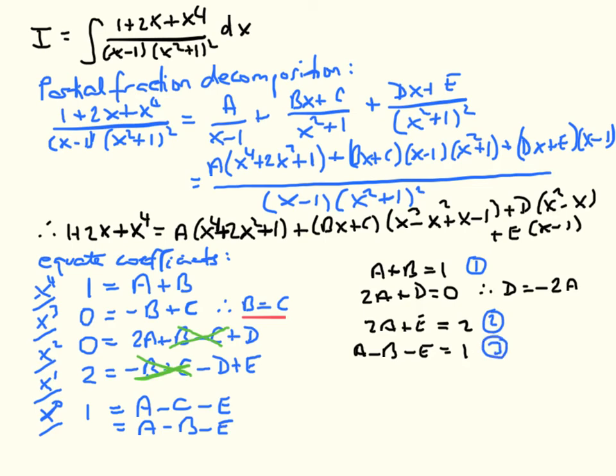So if we look at equation 2, it only involves a and e, so it's quite natural to try to combine equations 1 and 3 to get rid of b, and the easy way to do that is just to add 1 and 3 together, because here we've got a plus b and here we've got a minus b, so the b's will cancel.